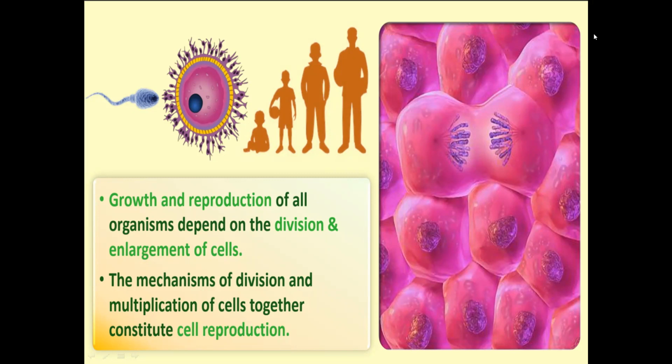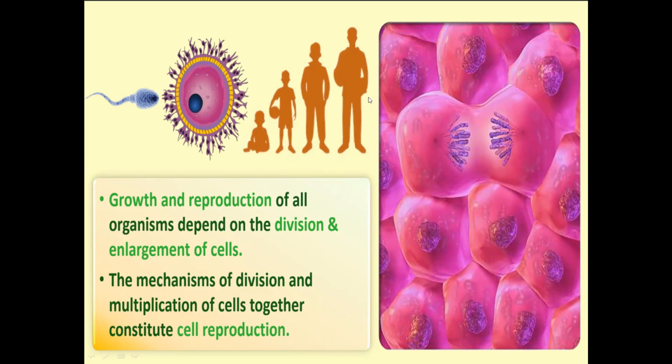We can grow in two ways. Either the cell should divide or the cell should become large. The mechanism of division and multiplication of cell together constitute cell reproduction. Okay. Don't write these points now.